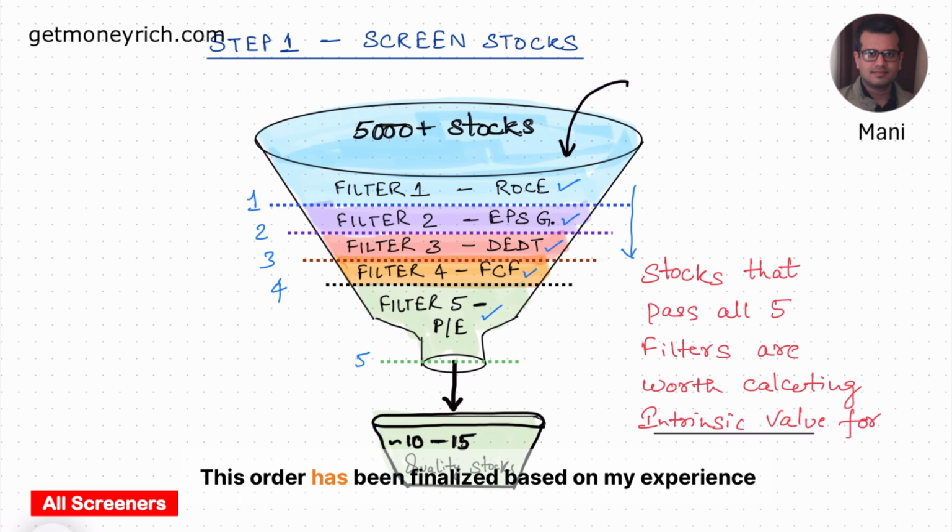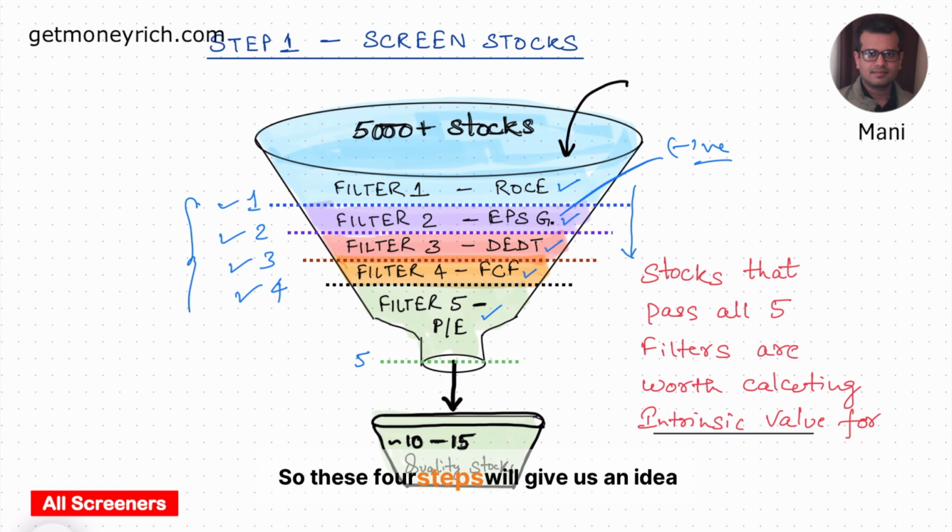This order has been finalized based on my experience because, for example, suppose free cash flow becomes step 1. What we are doing essentially here is that we may be calculating free cash flow of a company whose EPS growth rate is negative. So it is needless to calculate the free cash flow of a company which is showing a negative growth rate. So that's why I have decided that this order of filtering has to be followed.